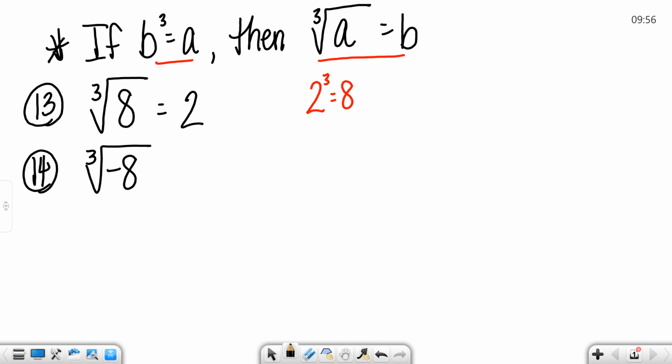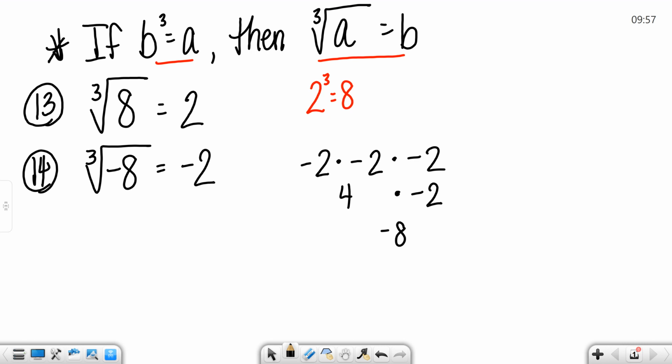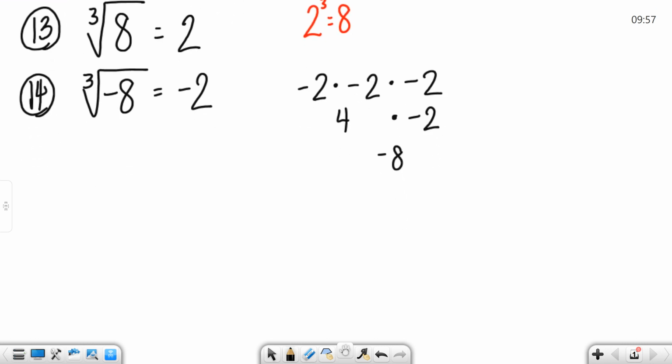But let's look at the cube root of -8. You can do the cube root of a negative number. Now earlier I said you could not do the square root of a negative, but you can do the cube root of a negative, and we get -2. Because let's think about that. When I multiply -2 by itself 3 times, that gives me +4 times -2, which does give me -8. So you can take the cube root of a negative. You cannot take the square root of a negative.